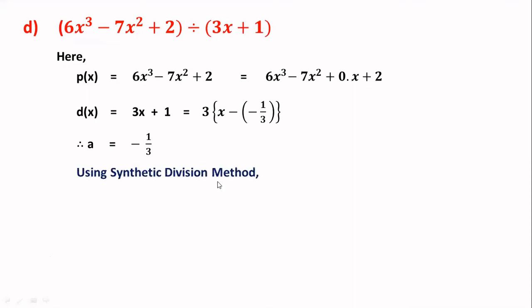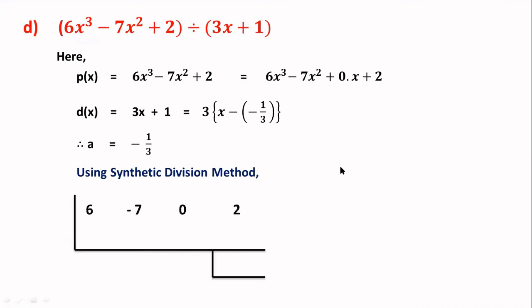So now, when we use the synthetic division method, first of all, we put all the coefficients of polynomial px, and outside we write minus 1 by 3. First of all, we drop down 6. 6 comes out, and let's multiply minus 1 by 3 and 6. When we multiply them, the value will be minus 2. That minus 2 will be written below minus 7. Now let's simplify minus 7 and minus 2. It will be minus 9, and minus 9 we write down.